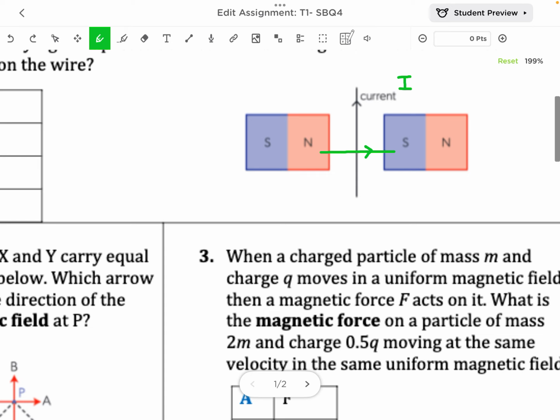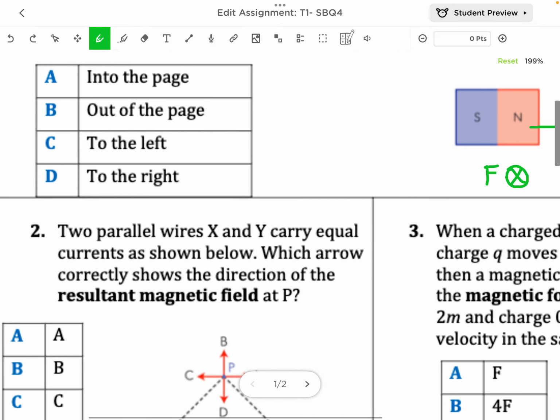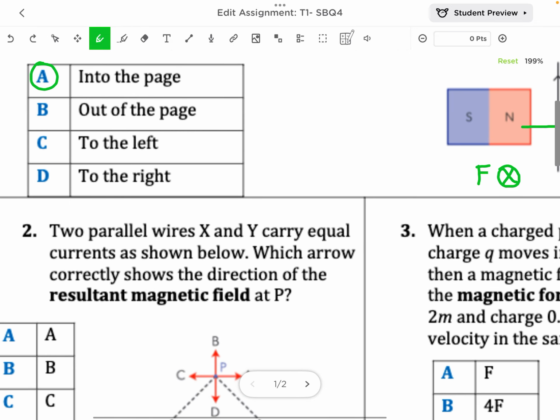I put my thumb up, my fingers to the right. How is it? Alright, so is F a cross or a dot? Into. So it is into.